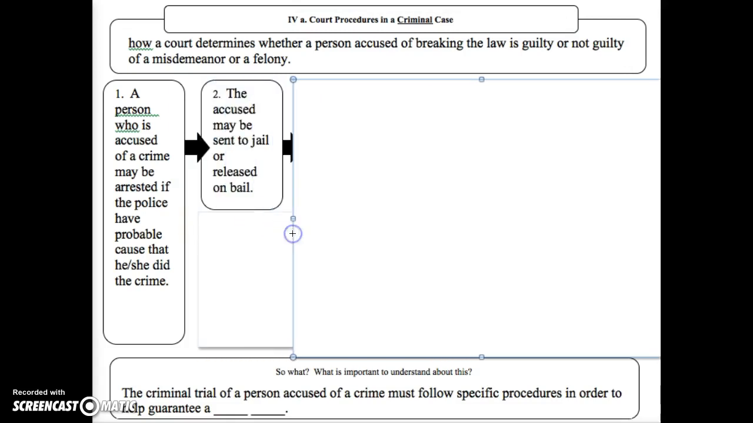The second step is that the accused individual may be sent to jail or released on bail. Please fill in the blank of jail and bail. Now, what we're looking for here is the idea that you've got to make sure that the person who's accused is going to come to court. So the jail definitely keeps them in one place and makes sure that they show up at court. And then bail is money that you can pay to get out of jail. And depending on the circumstances, you should get the bail back if you show up at the court.